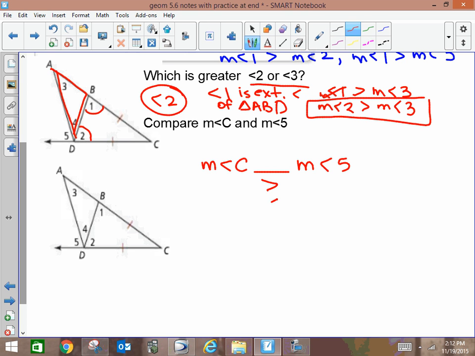So compare means we can put something like that in there. Okay? One of those. Compare C and 5.